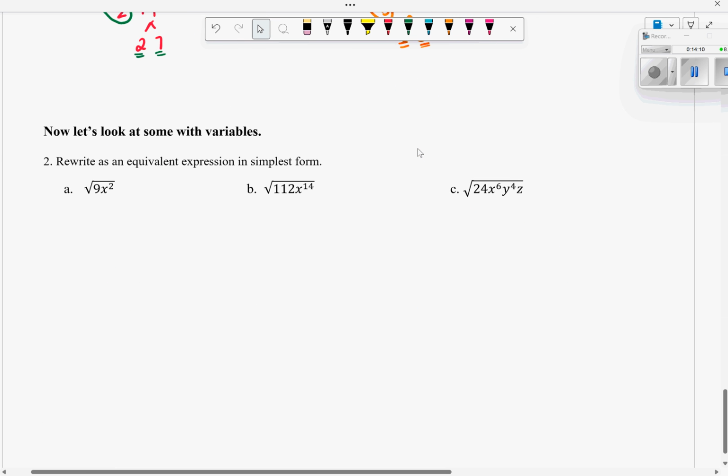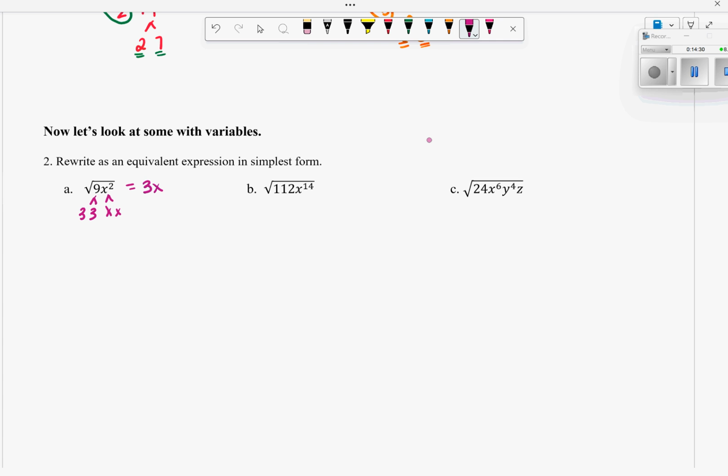Now let's look at some with variables. Here, if we wanted to simplify this, we know that 9 breaks down into 3 times 3, and x squared breaks down into x times x. If we have that, then this is equal to 3x. Then for the next one, we could do the same thing.